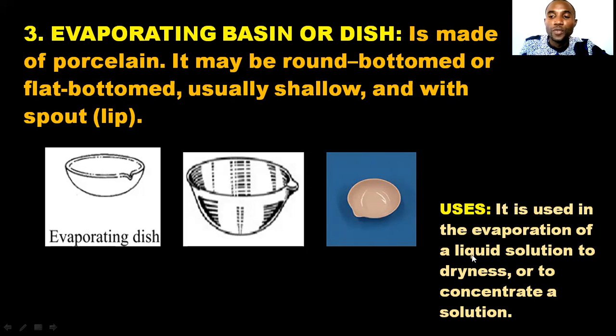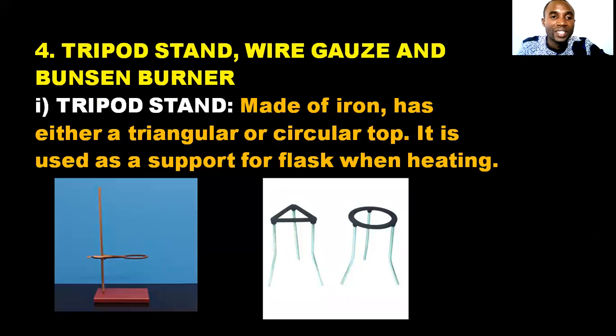So what do we use it for? We use it in the evaporation of a liquid solution to dryness, or to concentrate a solution when it is being heated. When it is being heated, evaporation takes place from it. The next ones we need to understand are the tripod stand, wire gauze, and Bunsen burner. So we'll take them one after the other.